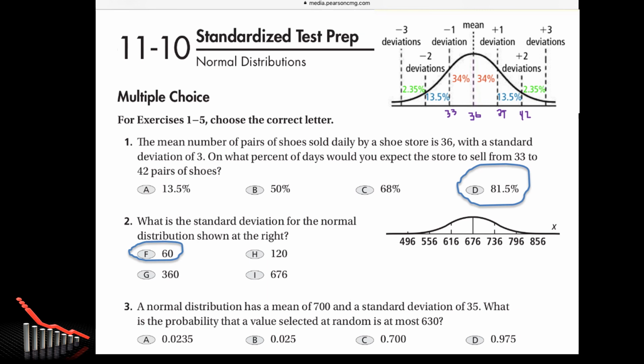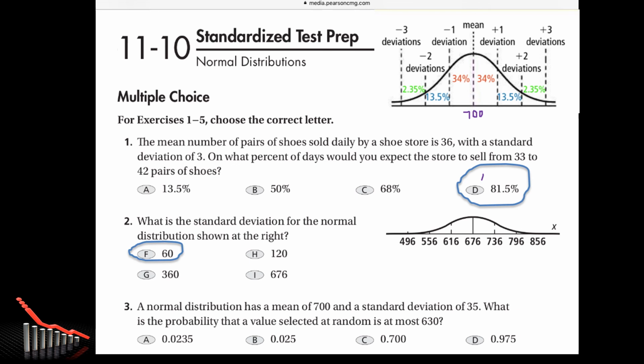So let's take a look at that normal again, and let me go back up here. I'm just going to use that same normal that we used for problem 1 and now rework it for problem 3. So let's see if we can do that. I have my mean at 700, right in here, and my standard deviation is 35.